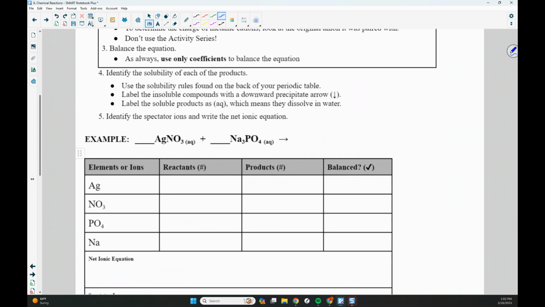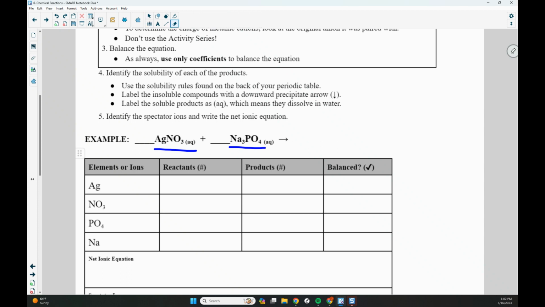So in this example, we have silver nitrate reacting with sodium phosphate. Those are both aqueous. And that's going to always be true with double displacement reactions. We're always going to have two aqueous compounds on the left side. That is the reactant side of the equation.